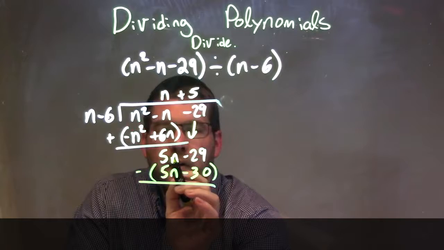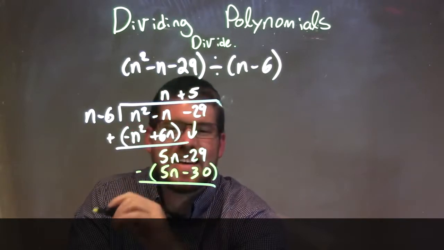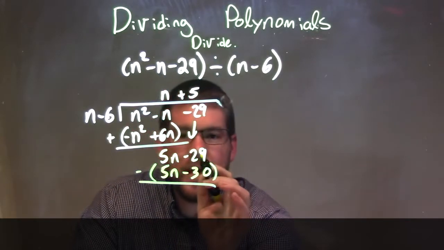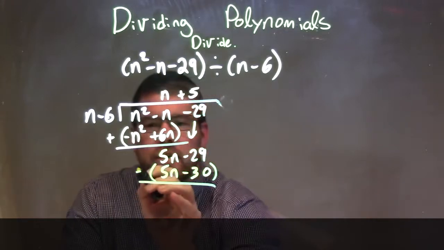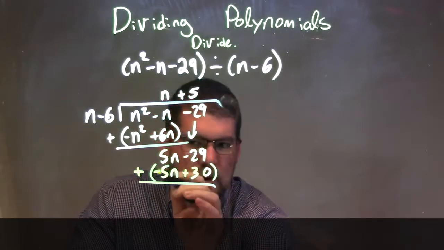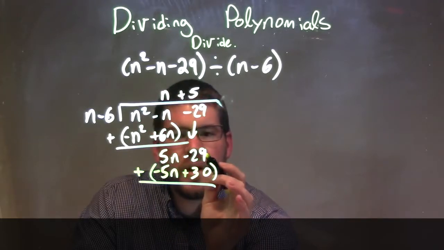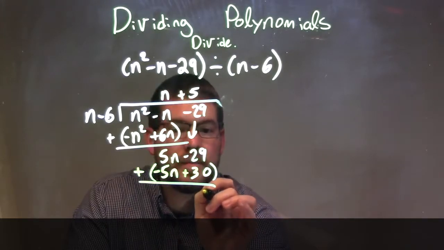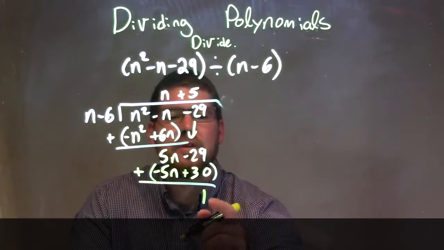We subtract them. 5n minus 5n is just 0, great. But negative 29 minus a negative 30, if you need to distribute this minus sign to all parts, it's easier, okay? You can see how it was subtracted there. Minus 29 plus 30 is just a 1, positive 1. And that is our remainder.